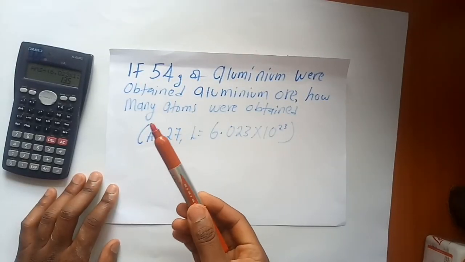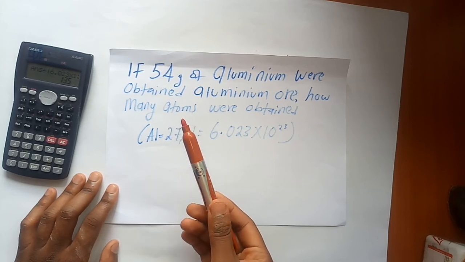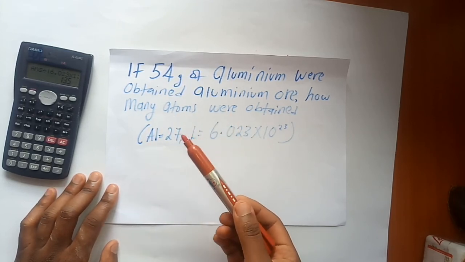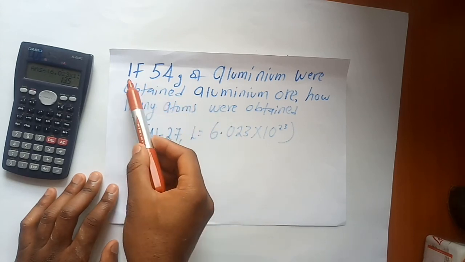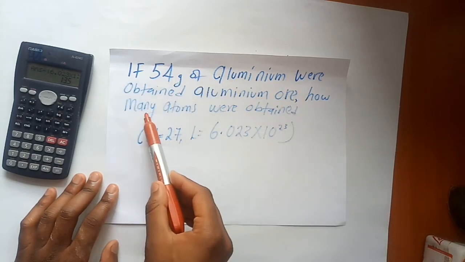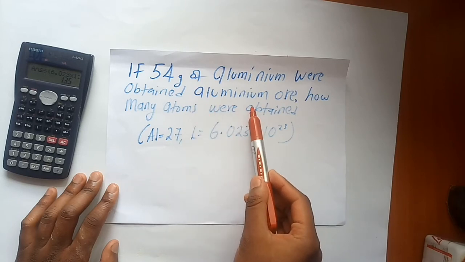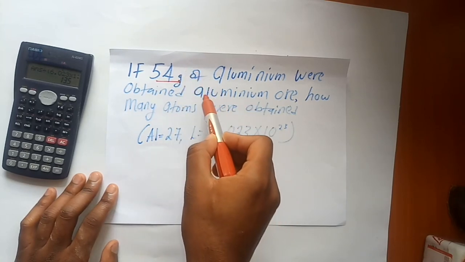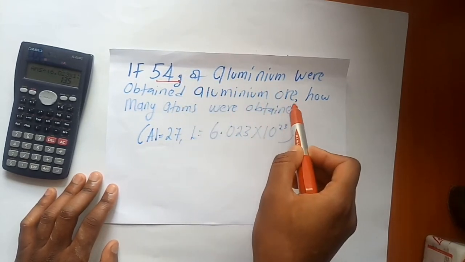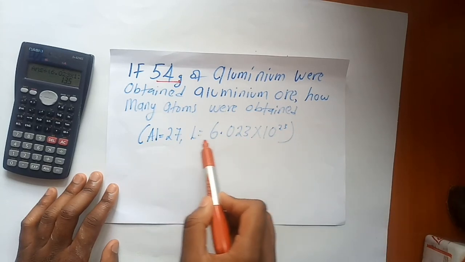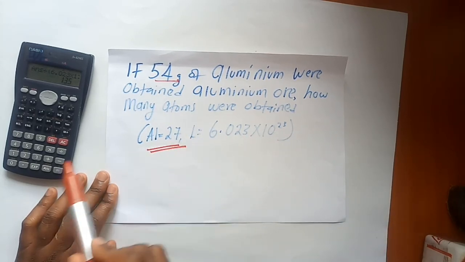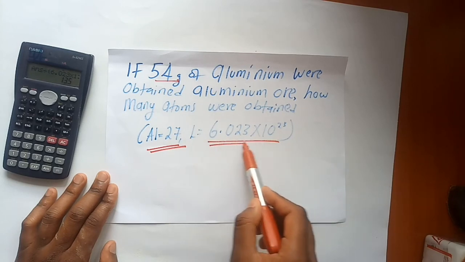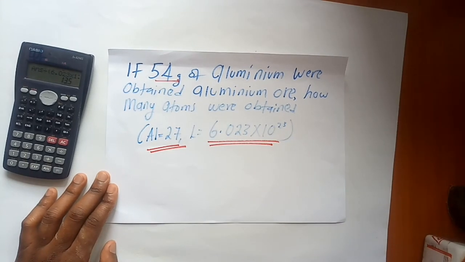Now, this is a question I want you to try and write the answer in the comment section. When you watch the video, in the comment section, try and write the answer. If 54 grams of aluminium were obtained from aluminium ore, how many atoms were obtained? The RAM of aluminium is 27. The Avogadro's constant I want you to use is 6.023 times 10 to the power of 23. Do your calculation and then you write the answer in the comment section.